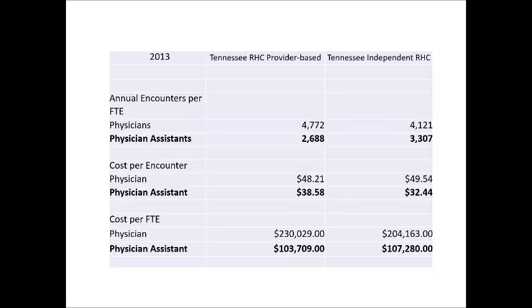So here we just tried to put it all together. Again, you see the physician productivity is lower, the provider-based to the independent, but the PA productivity is much higher. We see the physician cost per visit is slightly higher at about $1.50, but that PA cost is about $6 a visit lower. And again, even though we don't see a huge differential, about $104,000 to $107,000 when you average that out over the cost of a year, that's not a huge differential in the PA versus independent provider base.